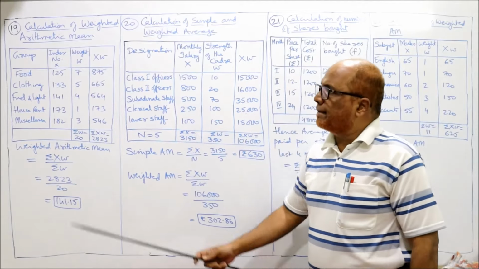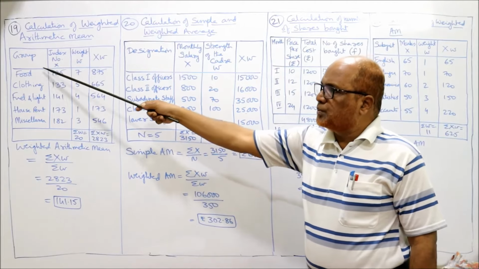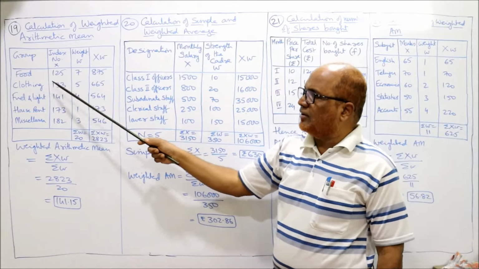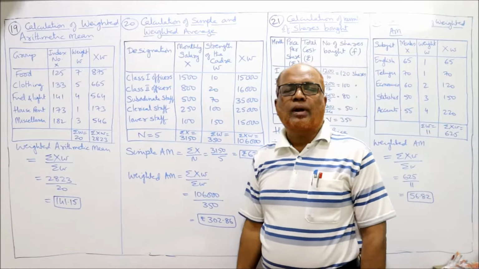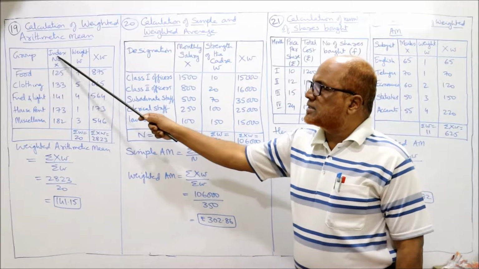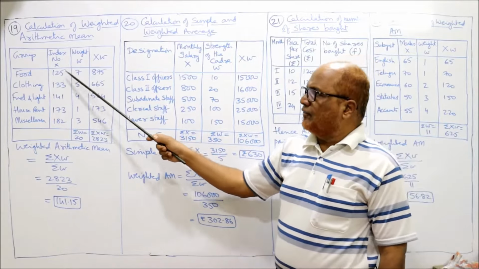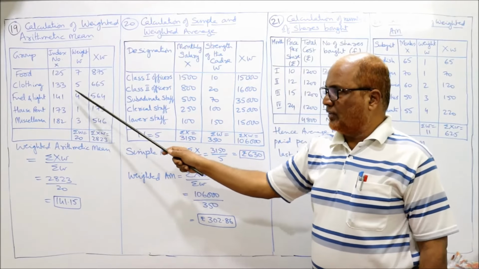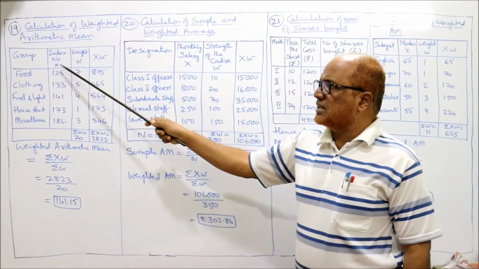Weighted arithmetic mean. See the problem. Calculation of weighted arithmetic mean. Groups I have taken. Then index number given in the problem for each of the group variable. Then weights are given in the problem. We are finding out the product of the index number and weight. The index number and weight, ये दोनों को multiply करके product मालूम करेंगे. तो 125 into 7, 875. 133 into 5, 141 into 4. Like this we have calculated XW. This is X, this is W.